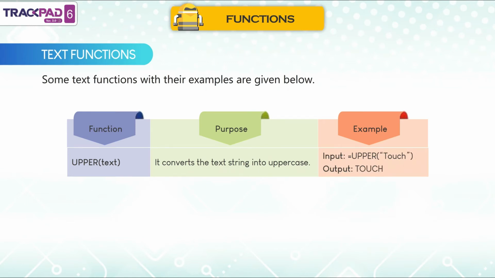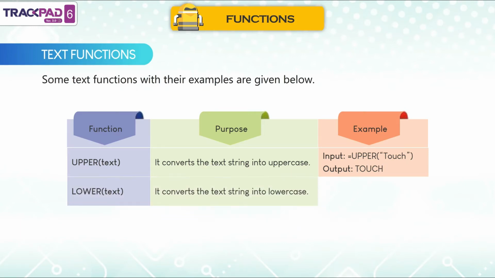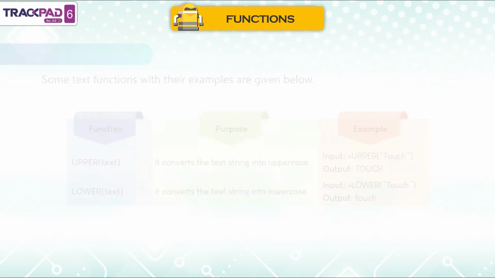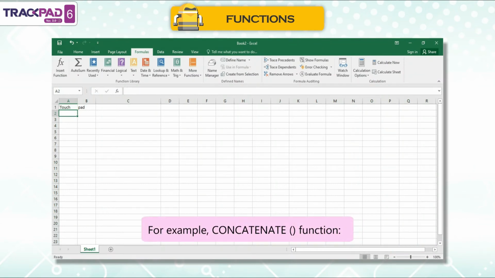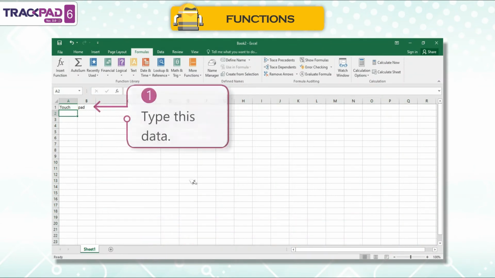Input: =UPPER(text). Output: TEXT in uppercase. LOWER(text) converts the text string into lowercase. Input: =LOWER(TEXT). Output: text in lowercase. For example, the CONCATENATE function.